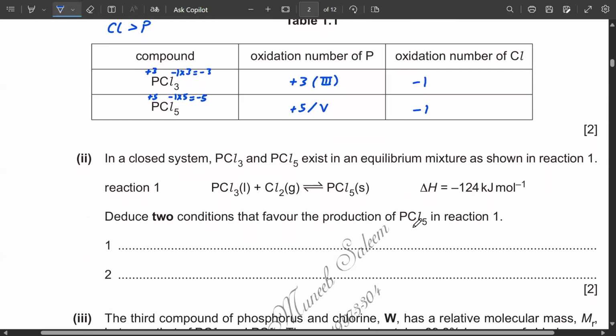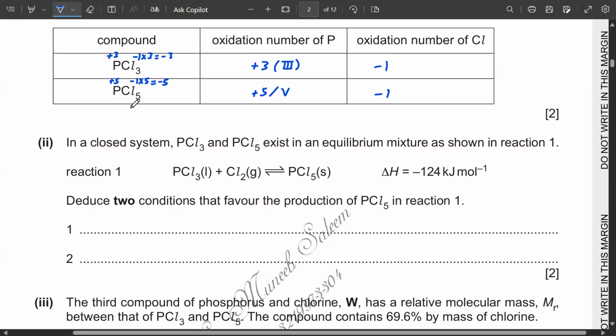Now, the second part of the question: in a closed system, PCl3 and PCl5 exist in an equilibrium. So we have to tell which two conditions will favor the production of PCl5, which means we have to move the equilibrium in the forward direction. For this reaction, delta H value is negative, which means if we decrease the temperature, then it will move in the exothermic side.